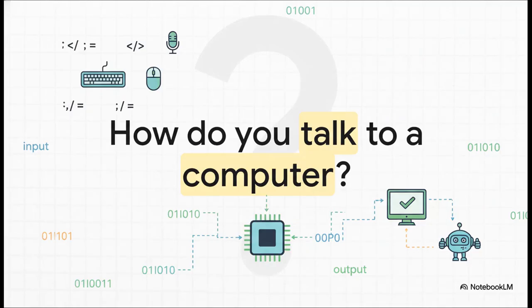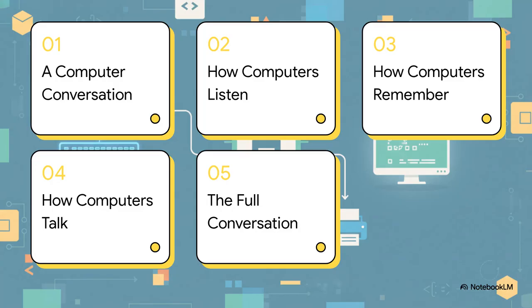So, really, how do you talk to a computer? Well, you can't just have a chat with it over coffee. You need a language with rules, and that's exactly what programming is. It's all about giving the computer instructions in a way it can understand, so it can then respond back to you. So here's our game plan.